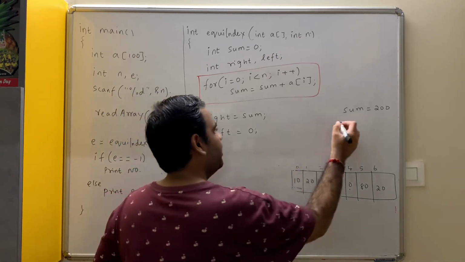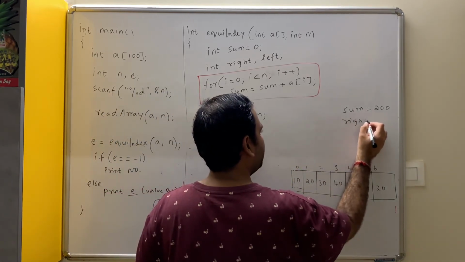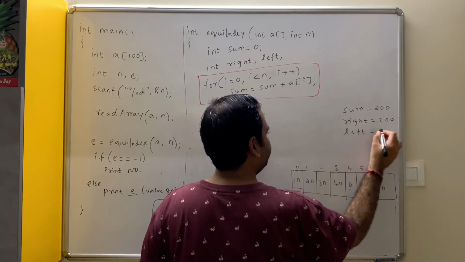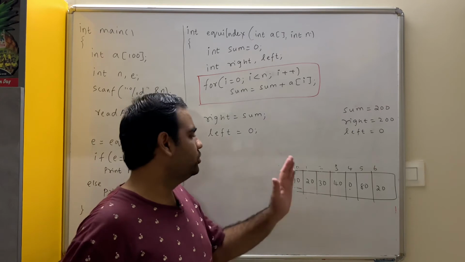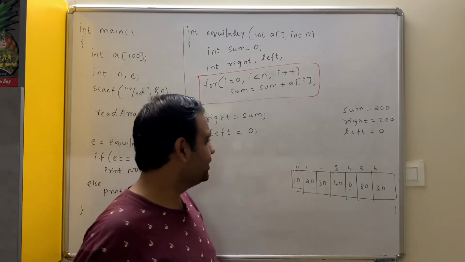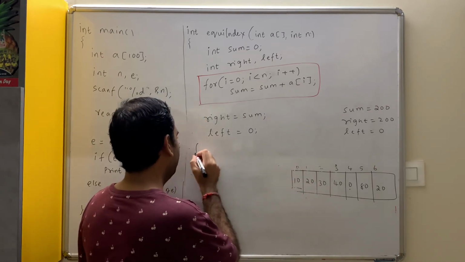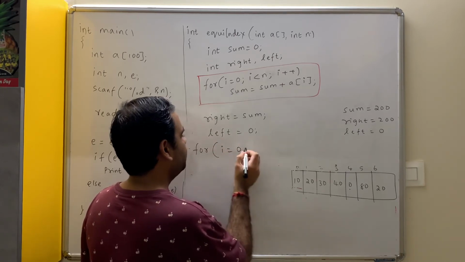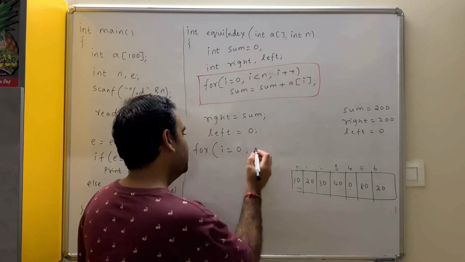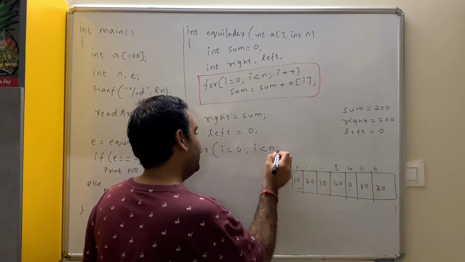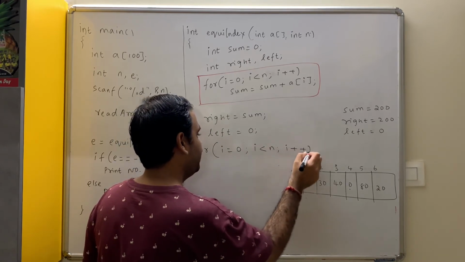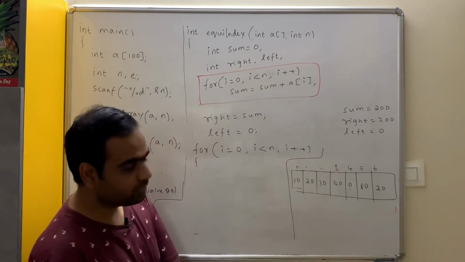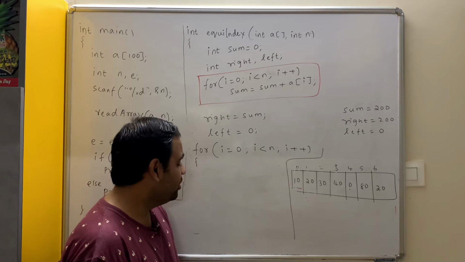Now we have two more variables. Right is equal to sum, left is equal to 0. I need to check whether 0 is an equilibrium index, 1 is an equilibrium index, 2, and so on. You have to check for each index whether it is an equilibrium index or not. Now say the value of I is 0.